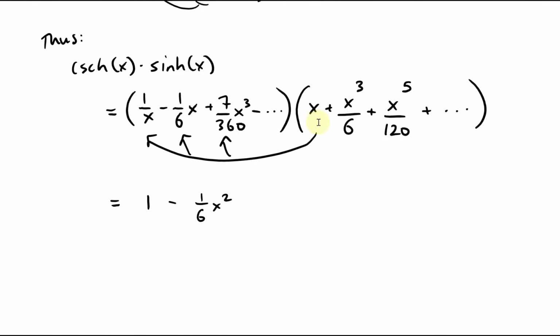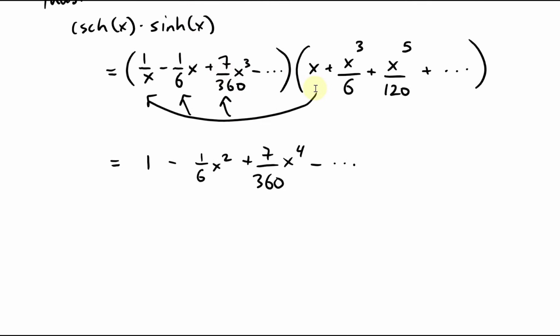Anyway, so the next one's going to be plus 7 over 360 x to the 4. And the next one's going to be minus plus dot, dot, dot. And then let's do this one over here. This is x cubed, and the x cubed is multiplying by 1 over x, so we subtract a power. So it's going to be x squared. So that's going to be plus x squared over 6, like that. Plus 1 over 6x squared.